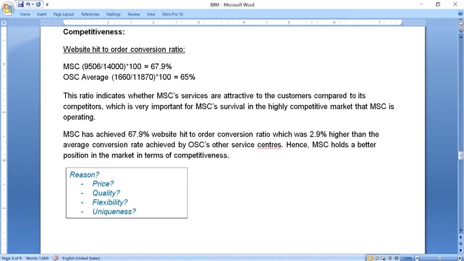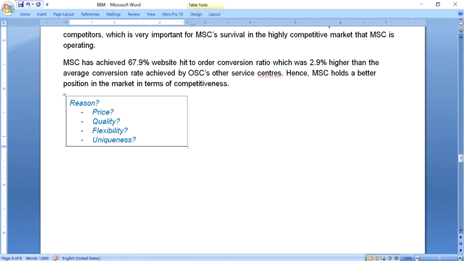Okay, so this could be the possible reason. So you need to state 1 or 2 reasons, and it's completely fine. Just give the examiner something that you have thought of. So don't hesitate to state anything from out of the context or even from the context. And if you're not sure of something, you can write it might be, it could be due to. Okay, but please do give some reasons. So now here we have price, quality, flexibility, uniqueness.